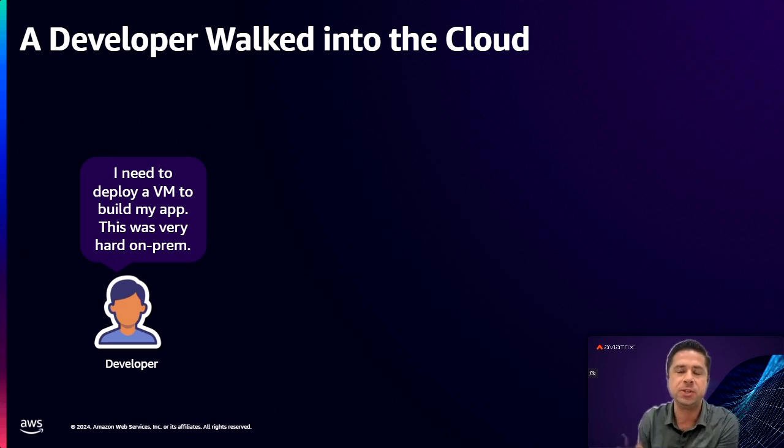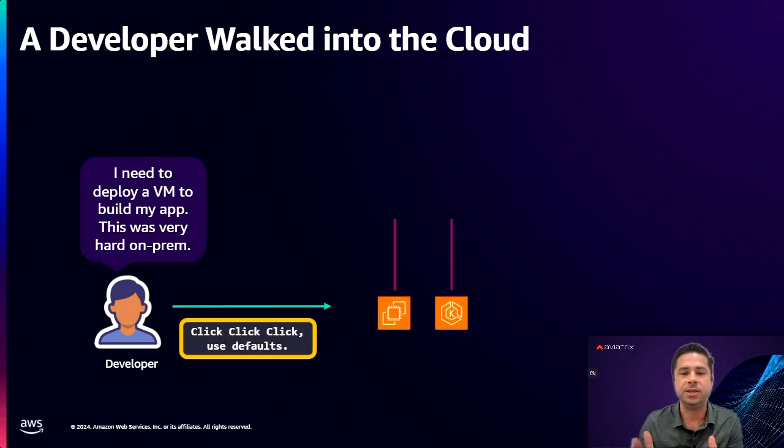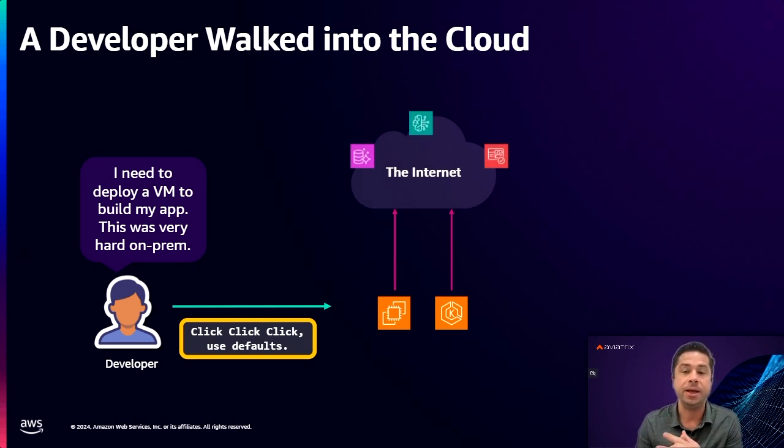Now, when the cloud first came to be, historically, these developers were used to a relatively slow experience on premises where they requested virtual machines and they waited several weeks, and now they get to the cloud, and the cloud was really built for developers. They go to the cloud, they say, hey, I need a VM, I want to build my application, and I know this was really, really hard on-prem. They go to the portal or potentially even use infrastructure as code early on, and all of a sudden, almost instantaneously, they get a virtual machine.